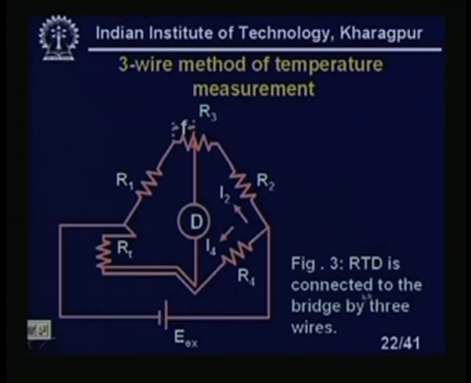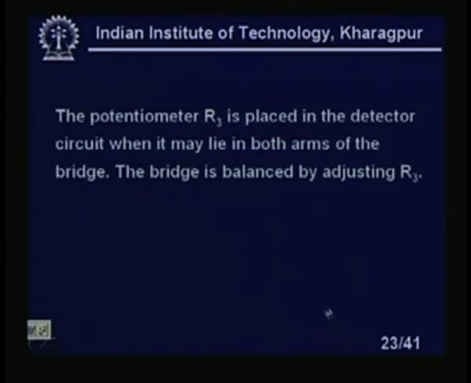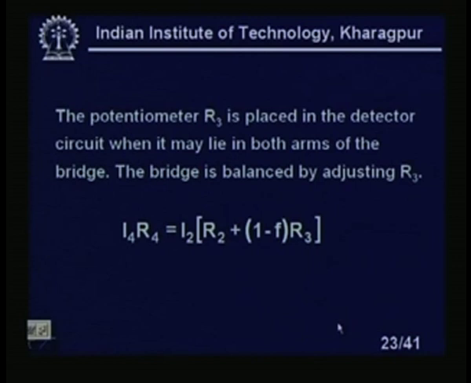The RTD is connected to the bridge by the 3-wire method. Now, the potentiometer R3 is placed in the detector circuit, where it may lie in both arms of the bridge. The bridge is balanced by adjusting R3. So, I am writing the equation: I4 R4 equals I2 R2 plus (1 minus F) into R3.